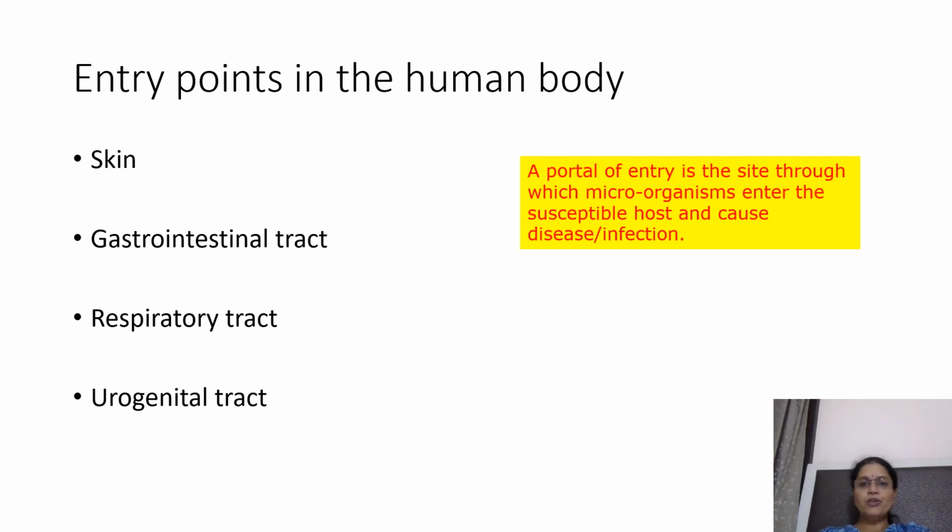And there is one more point you need to remember. Some of the pathogens which have more than one portal of entry can cause two different types of diseases. For example, take Staphylococcus aureus. This can enter through skin or through the respiratory tract. When it infects the skin, it usually causes abscess, what we commonly call a boil. But if it enters through the respiratory tract, then it can cause pneumonia.